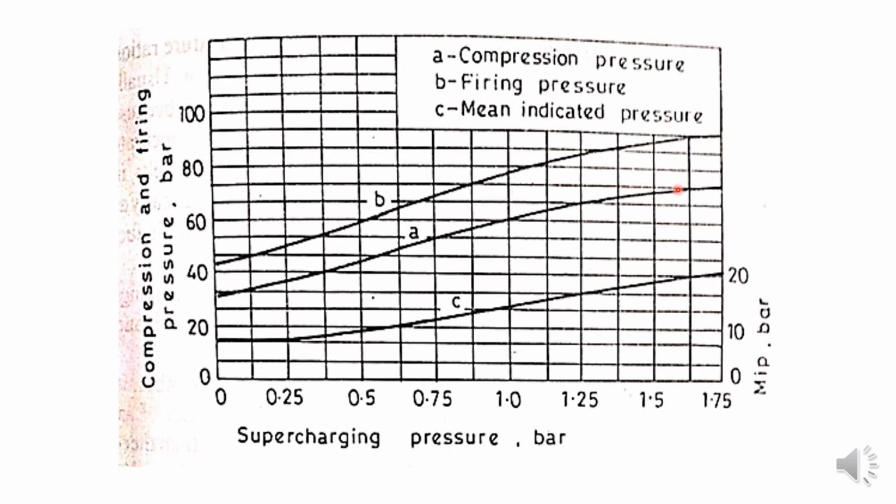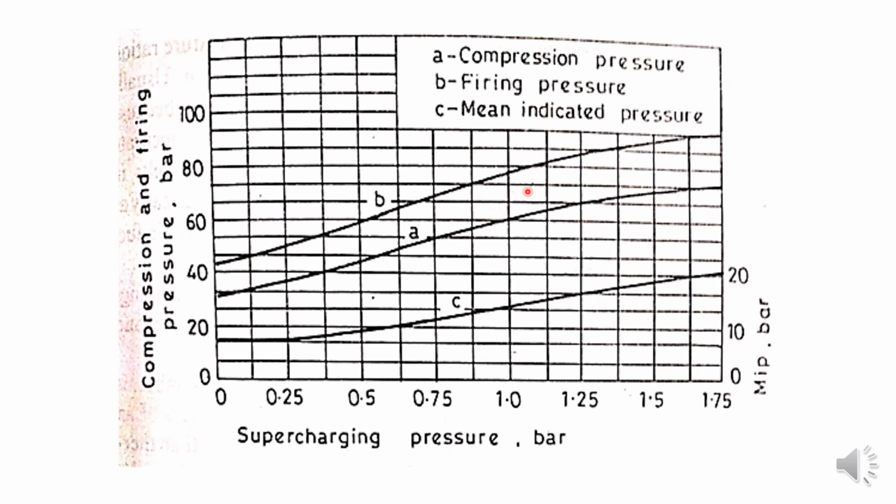In general, we can say with some factor of safety, we can go for 2 atmospheric pressure with a compression ratio of 15:1. This is for the 15:1 compression ratio. So up to 2 bar, that is 2 atmospheric pressure, we can go for supercharging of the engine. Otherwise you will see thermal stresses or bearing stresses building up in the material, and failure of the material may take place.